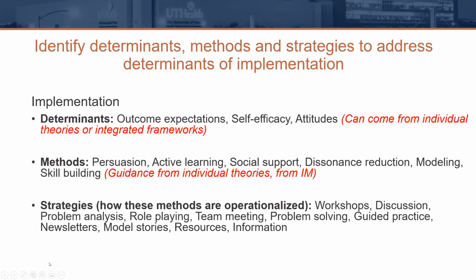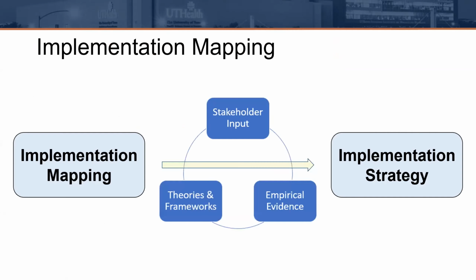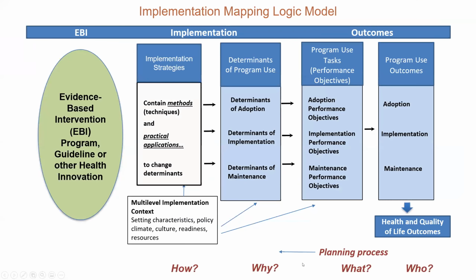But essentially, implementation mapping helps understand the determinants, the methods, and the strategies in the development of implementation strategies. And of course, we use these other frameworks and theories to guide our decisions, but implementation mapping helps provide a scaffolding or process or a protocol for helping you do that. So we use stakeholder input, empirical evidence, and theories and frameworks, and implementation mapping helps us organize all three of these to develop that implementation strategy.